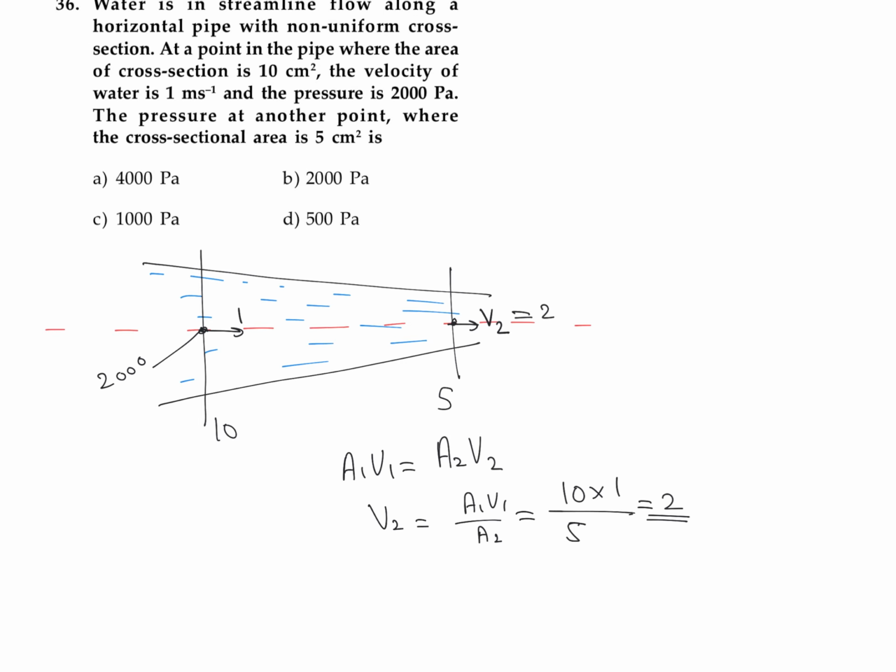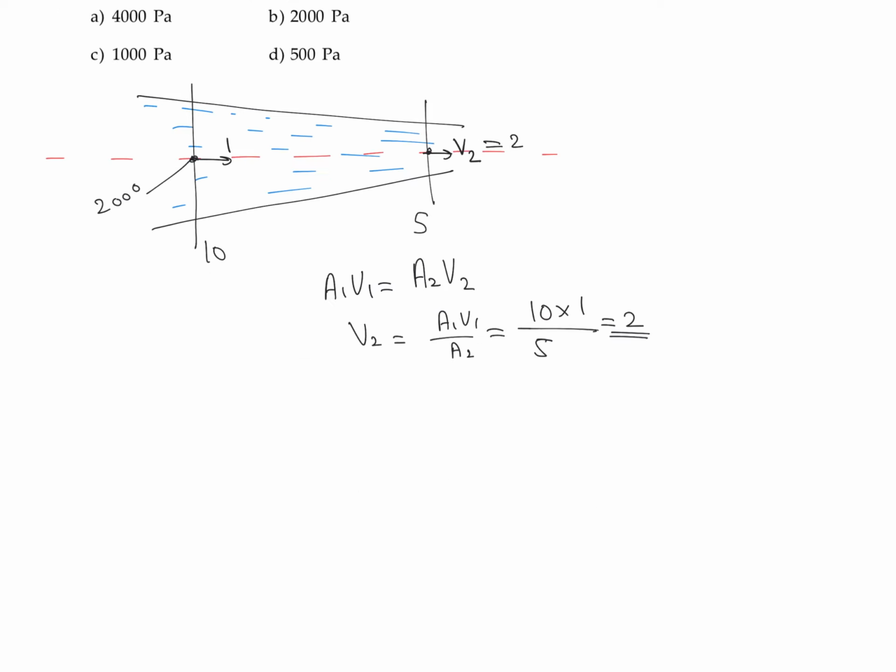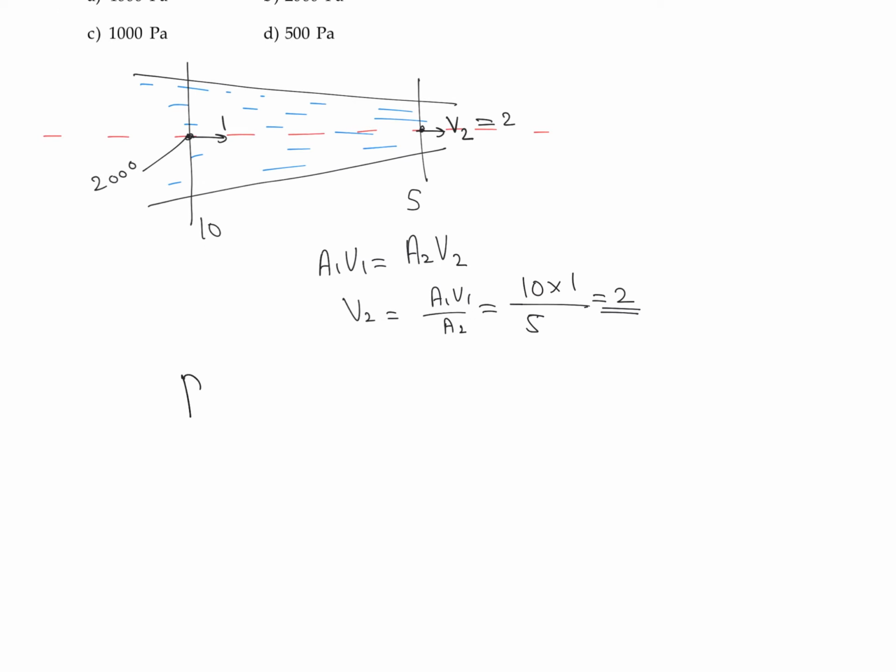So now we can use Bernoulli's theorem between point 1 and 2 and we can find out the value of pressure at point 2. By using Bernoulli's theorem, we can write pressure at point 1 plus half into rho into V1 square plus rho into g into h1 is equal to pressure at point 2 plus half into rho into V2 square plus rho into g into h2. In this situation, with respect to a reference line, as the tube is horizontal, the gravitational potential energy is the same, or h1 and h2 are the same. So the gravitational potential energy term is going to get cancelled.